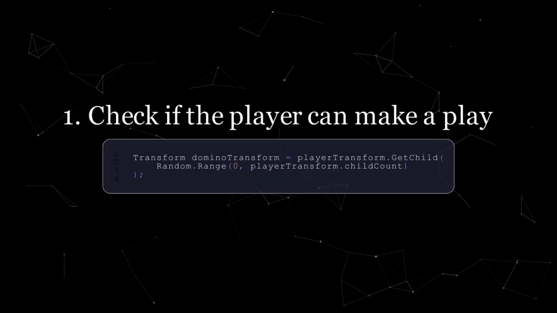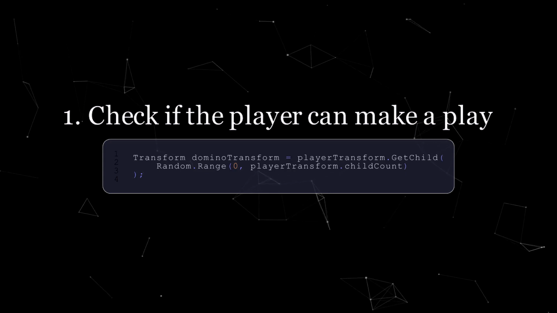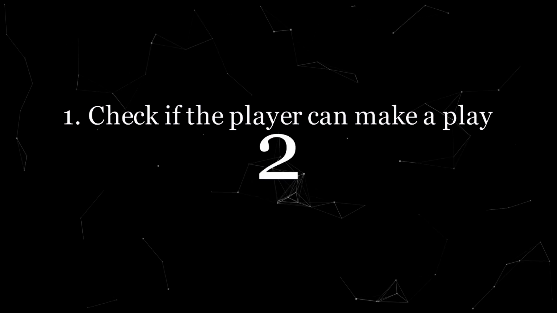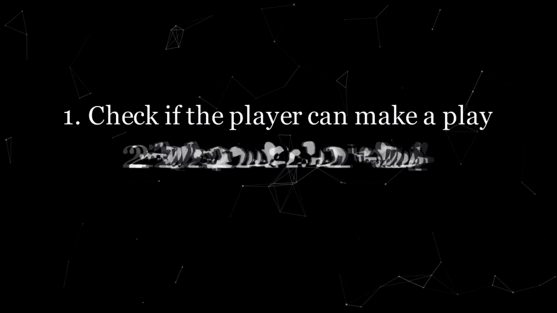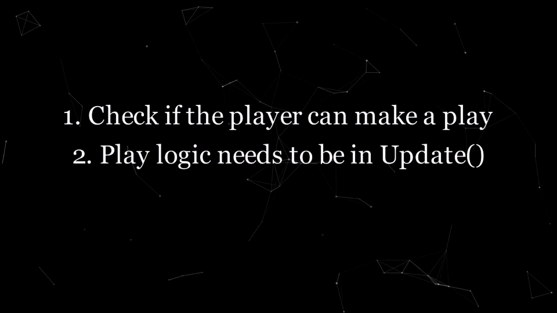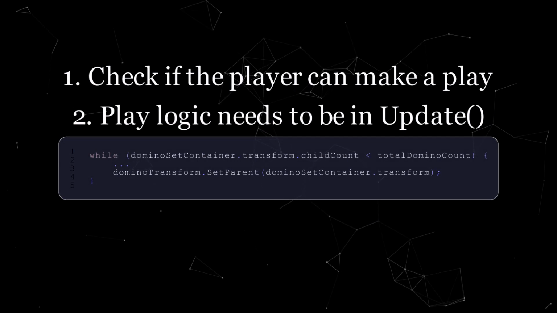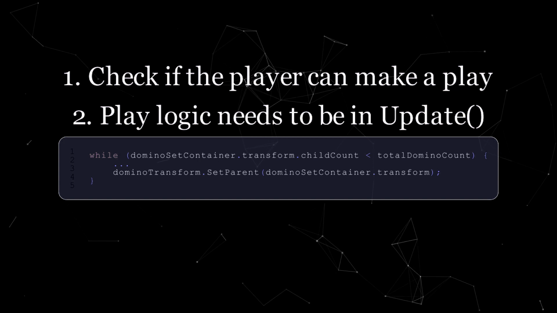One, I'm not checking if the player has a playable domino on their turn. I'm just grabbing a random domino from the player and trying to play it, which is incredibly inefficient. Two, I'm creating an infinite loop. I'm checking if the children in the transform is equal to the total dominoes in the set, but in Unity, the transforms are not updated until the last update frame.